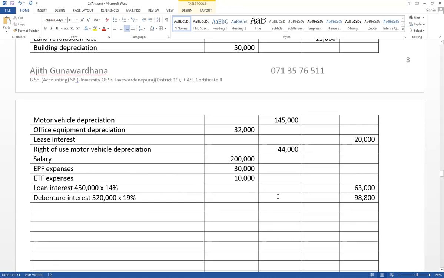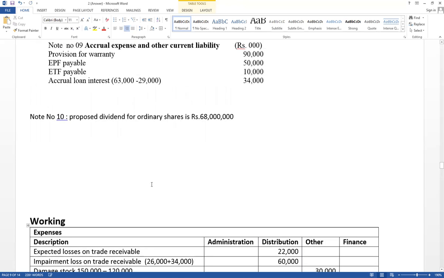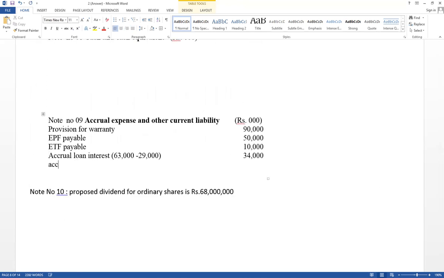Then the trial balance has given 35,000. That is a value paid in cash. Therefore, the difference value is accrued debenture interest. Debenture interest value equals 98,800. From that value, 35,000 should be deducted, which is available in the trial balance and paid in cash. Therefore, 63,800. That is accrued debenture interest under current liability. A separate note is given for that, and its total value should be included in the financial position.